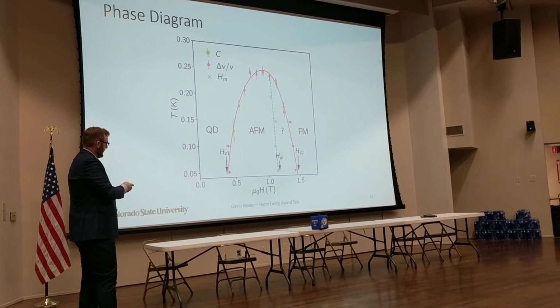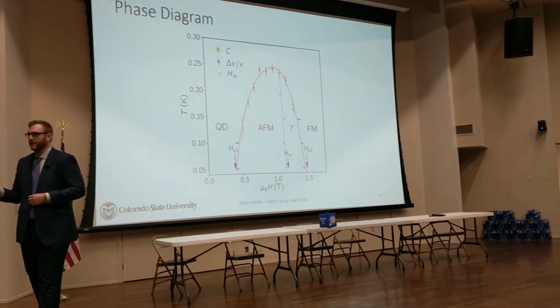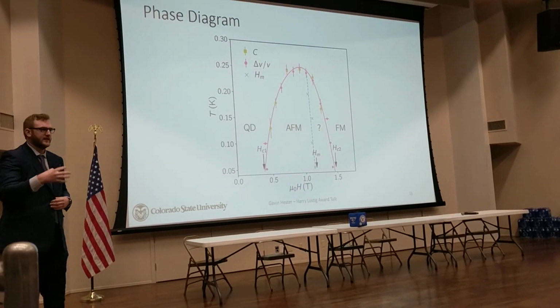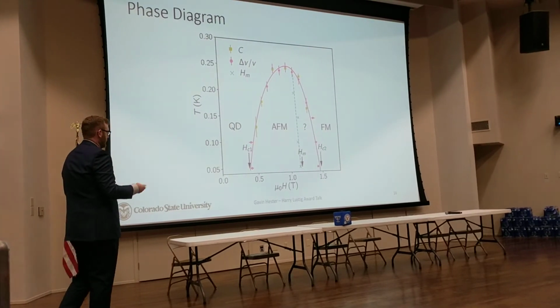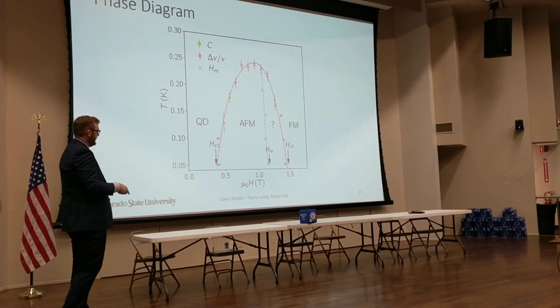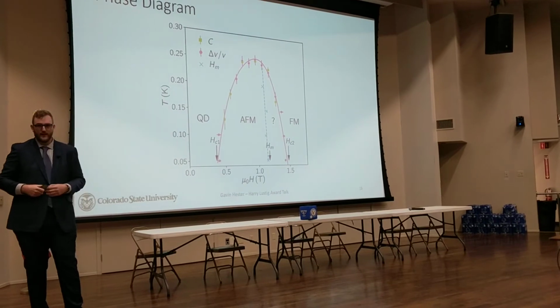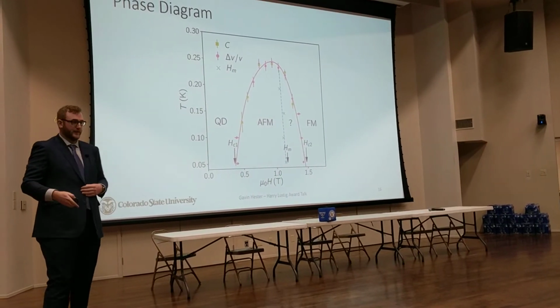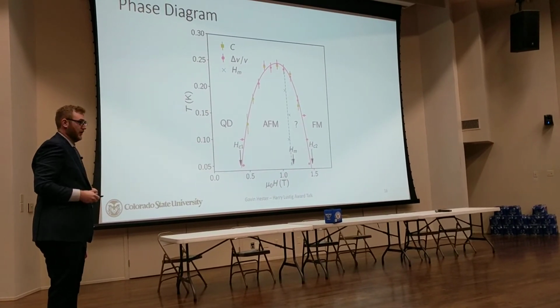Then there's this kind of teal line. That's what we're calling the mystery field, because in a lot of our data, something seems to change at that magnetic field value, which is about 1.2 Tesla. And then finally, once we get to 1.4 Tesla, the spins are now polarized in the field, and we're in essentially a ferromagnetic state.